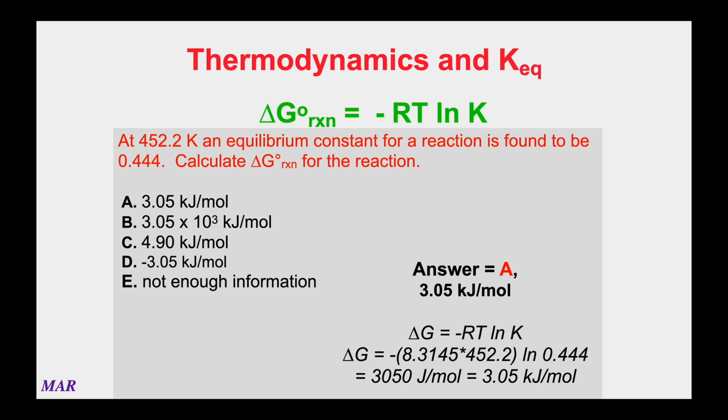Answer D certainly does not make sense. A negative delta G would have a K value greater than 1. Our K here is less than 1. We should have a positive delta G value.